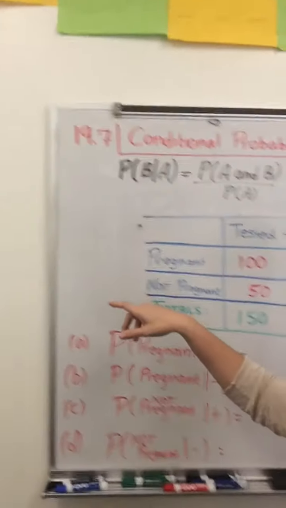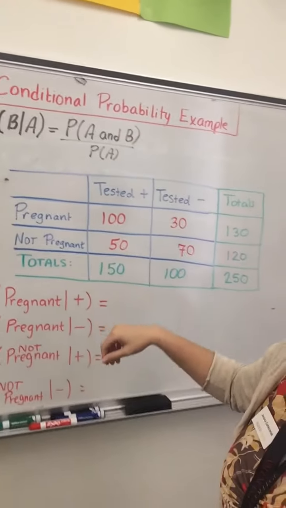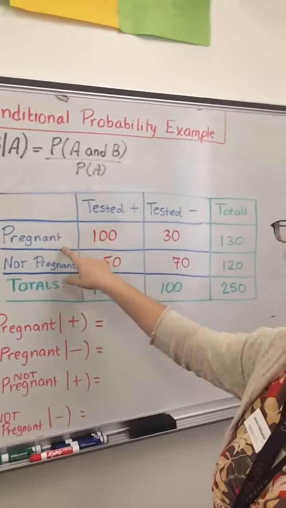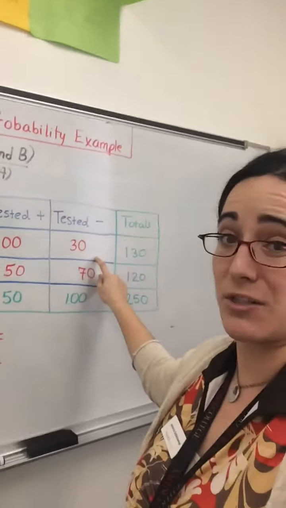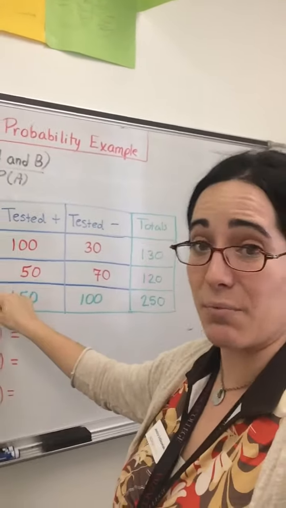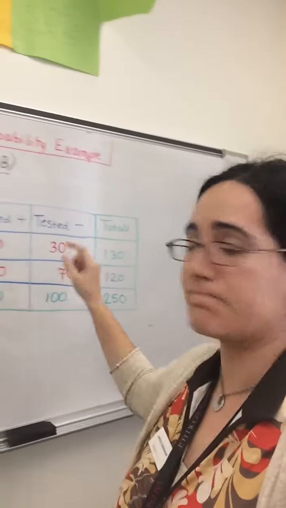In this example in our notes, it's about a pregnancy test that was taken by some women. 100 women tested positive and were actually pregnant. 30 women tested negative while they were actually pregnant. 50 women tested positive but actually were not pregnant. And 70 women tested negative while not being pregnant.